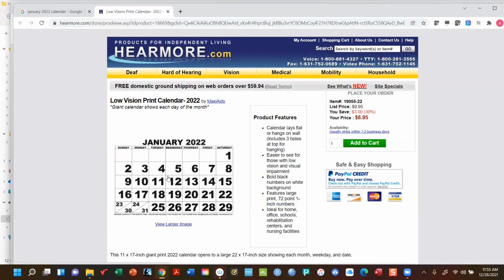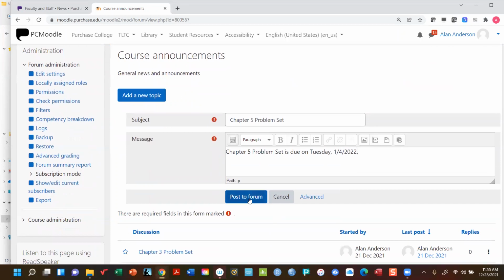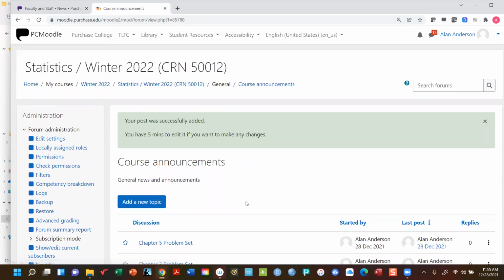It looks like next Tuesday is the 4th. Okay, I think that'll do. And then of course we'll get to 6 and 7 and all the rest, but that'll do for now.